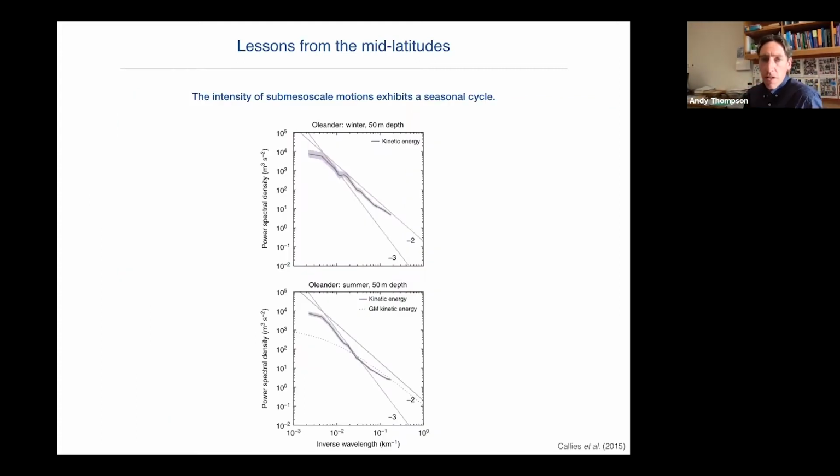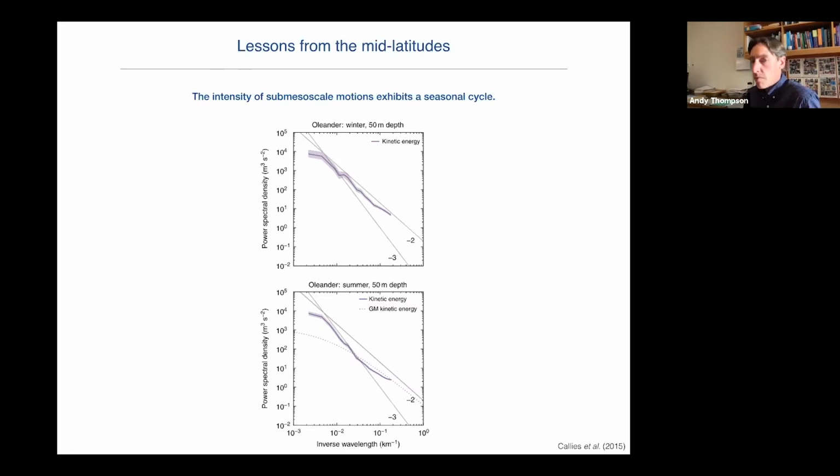Two other things that we've learned, and I showed this a little bit in the numerical simulation, is that the intensity of submesoscale motions exhibits a strong seasonal cycle. And the first way that we realized this from observations was actually looking at kinetic energy spectra.